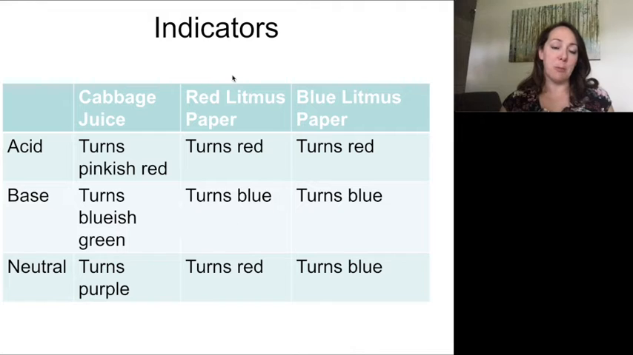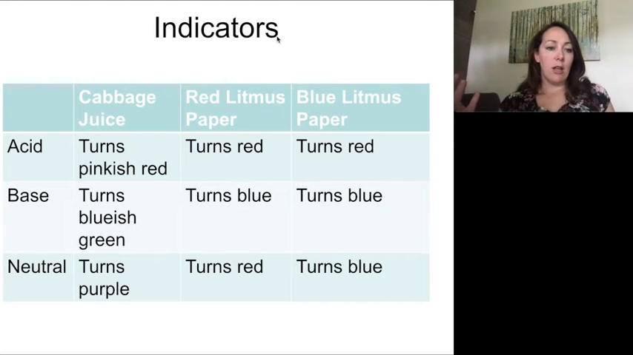Looking at the red litmus paper, it's just a little strip of paper. If you dip it in acid, it'll turn red. If you dip it in a base, it will turn blue. It will change colors. If it's neutral, it will turn red. So red litmus paper isn't very good for differentiating between acids and neutrals. It's really only good to let you know if you have a base or not, because it will turn blue.